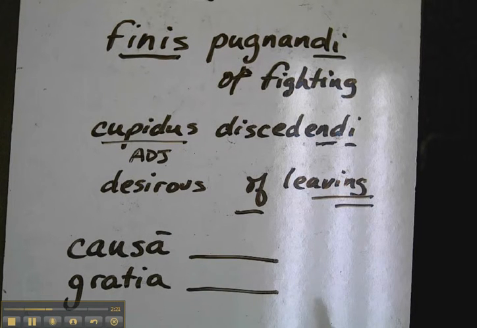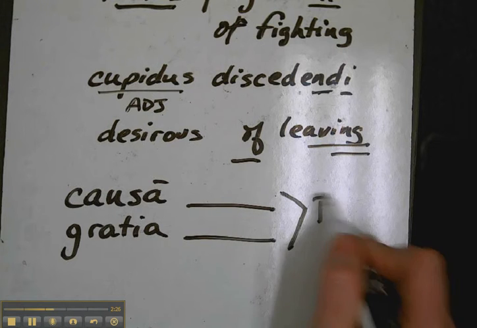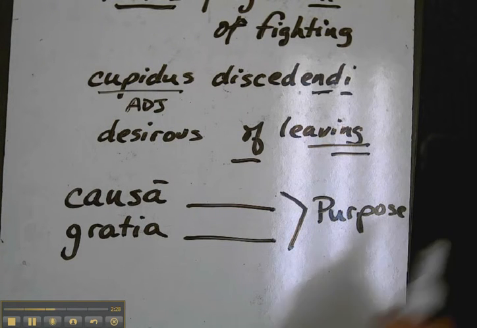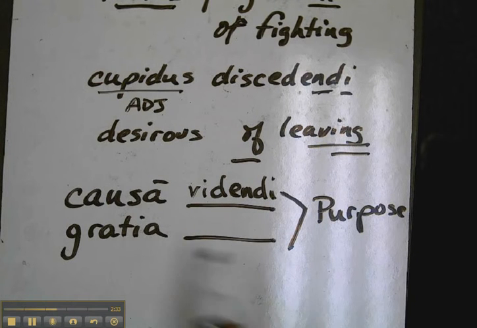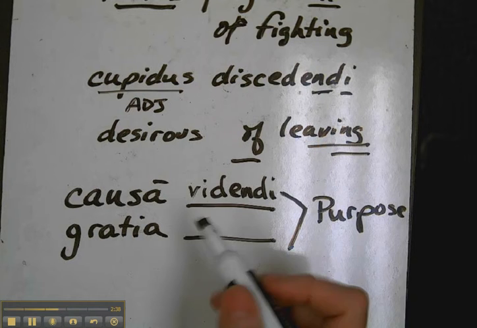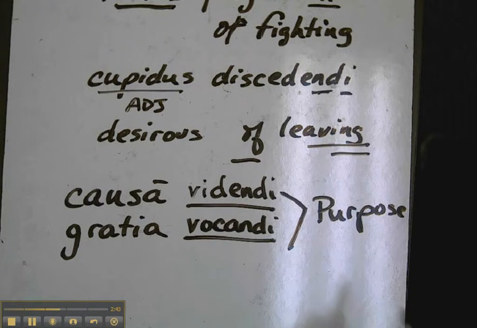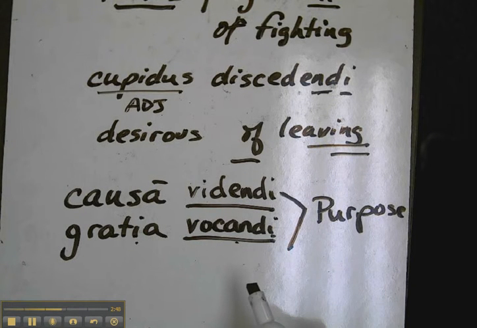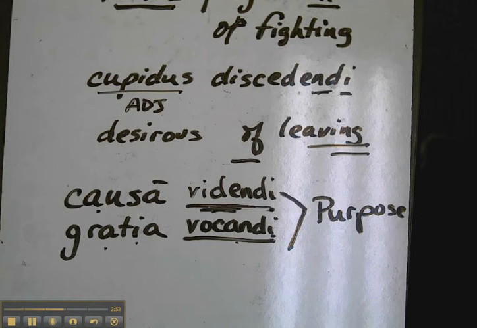Now, another way is when you have the words causa or gratia with a gerund. Okay? So if you have causa or gratia, it shows a purpose. Okay? For the purpose of doing something. For example, causa videndi. So, for the purpose of seeing. Or you could say gratia vocandi. For the purpose of calling. Okay, so this still translates genitive. Causa and gratia just means for the purpose, and those are in the ablative if you noticed.